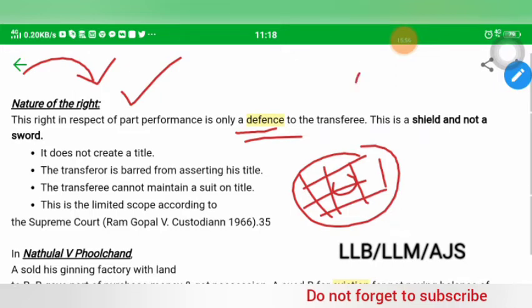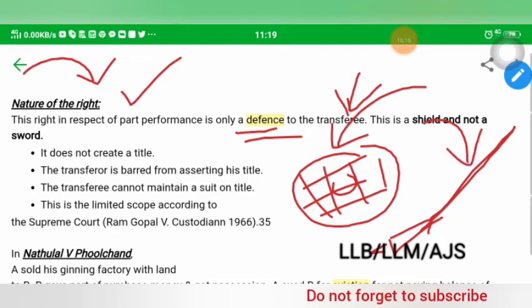Mr. Transferee. It is a shield and not a sword. Sword is used to kill others, and shield is used to protect oneself. So it is a shield and not a sword. It does not create a title. It does not create any kind of title. The transferor is barred from asserting his title.